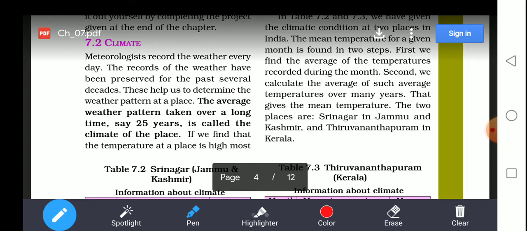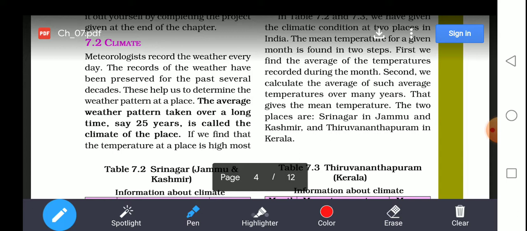Weather definition: a day-to-day atmospheric condition with respect to humidity, rainfall, or any other weather factor at a particular place is known as weather. Already you have studied weather and seen its elements: humidity, rainfall, and other factors like temperature. These are all elements of weather.